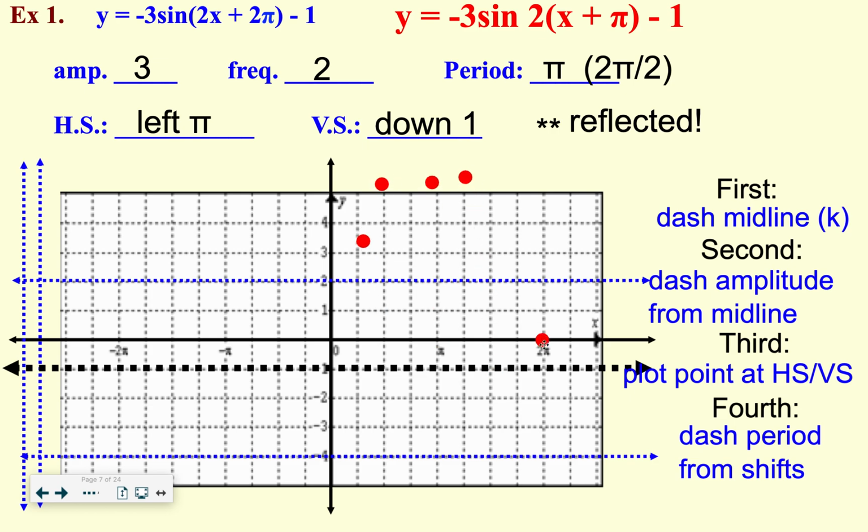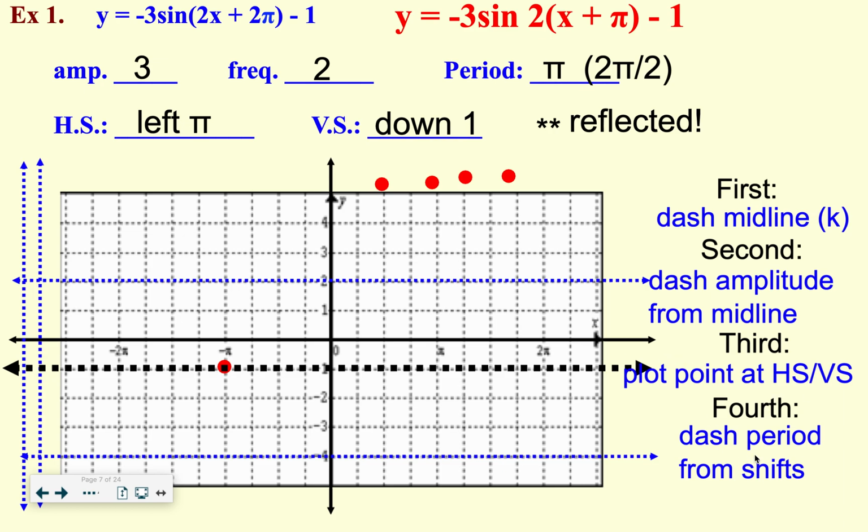But keeping in mind that a sine wave normally starts at (0, 0), my horizontal and vertical shift say now you have to go to the left pi and down 1, and that is where my shifted, translated sine wave is going to start, for one cycle.